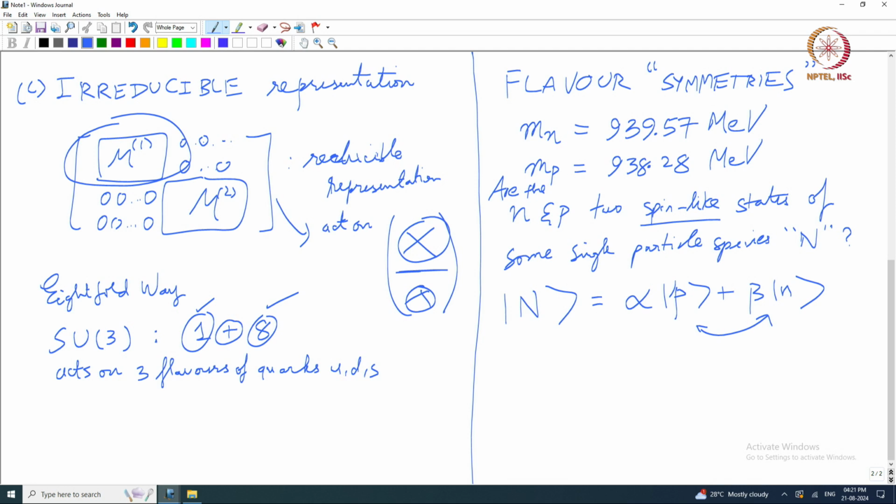Okay. If that were so, then since this looks very much like spin, I can write the proton in matrix notation. I can write the proton this way and the neutron this way, just like in spin. Remember, this is not spin, this is something like spin. I can always represent the proton and neutron this way.